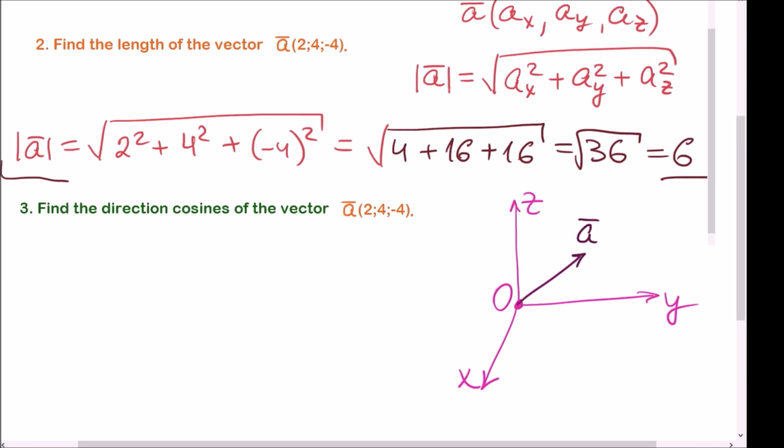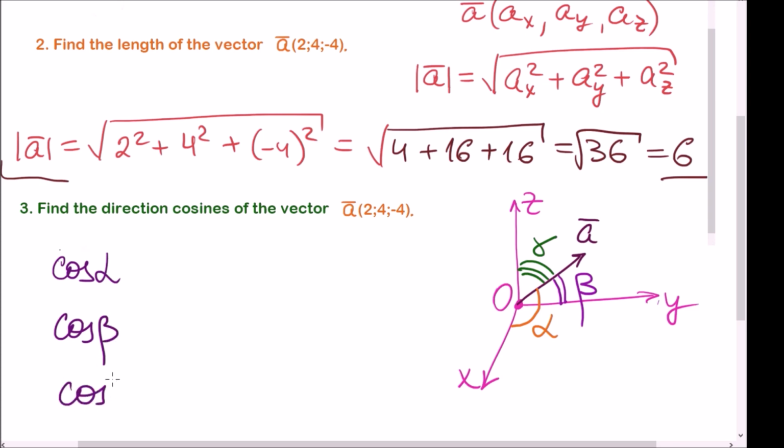Let's consider the vector A with the initial point in the origin, and let the angle between the vector A and positive direction of x-axis be alpha, and the angle between vector A and positive direction of the y-axis be beta, and angle between vector A and positive direction of z-axis gamma. The angles alpha, beta, gamma are direction angles of the given vector A, and cosines of the direction angles, cosine of alpha, cosine of beta, and cosine of gamma are direction cosines of the vector A.